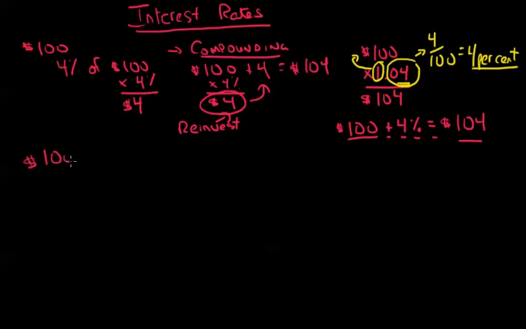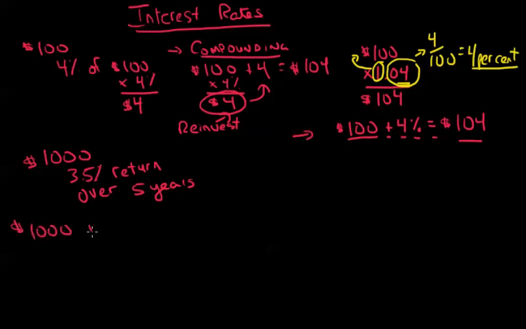So let's say I don't have something so simple. Let's say that I have $1,000 with a 3.5% return over 5 years. Well, this is where I can make this pretty easy on myself by just using this same sequence of numbers. I can say 1,000 plus 3.5% equals, and that will give me my year 1 value.